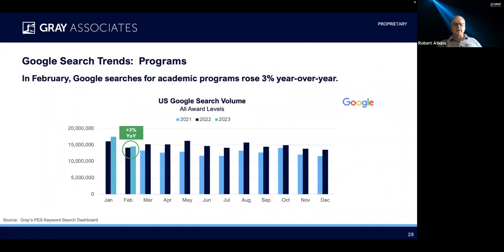February searches on Google did rise. Let me explain how to read the chart for a moment. We have months across the bottom. The light blue bars are the oldest data, 2021. The dark blue bars are 2022, and the aqua bars are 2023. First thing to notice is the more recent years are above the prior years in every case. So we are seeing a steady uptick in Google search volumes for academic programs. Last month, February, is up 3%.